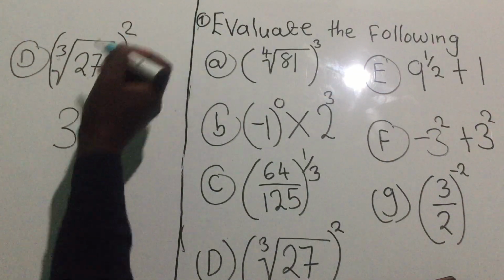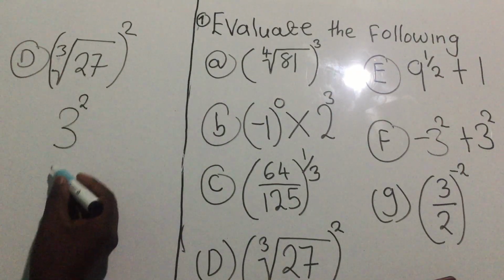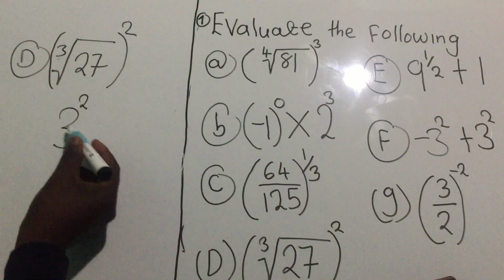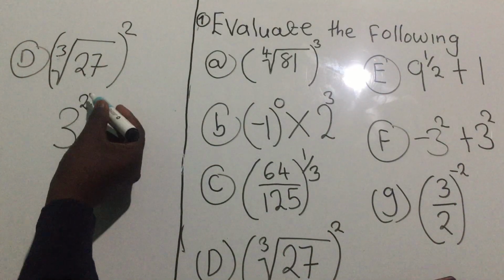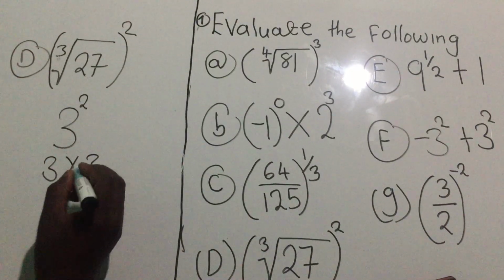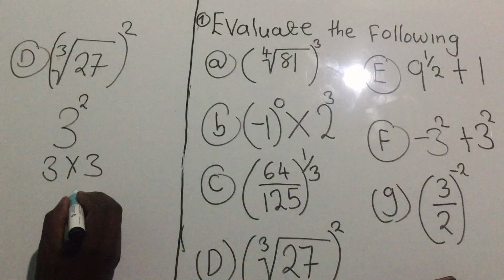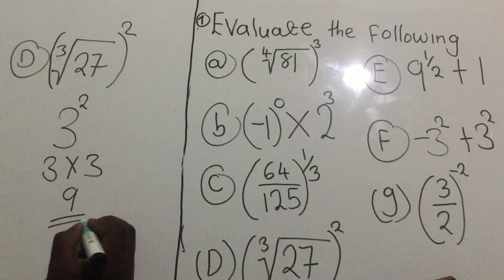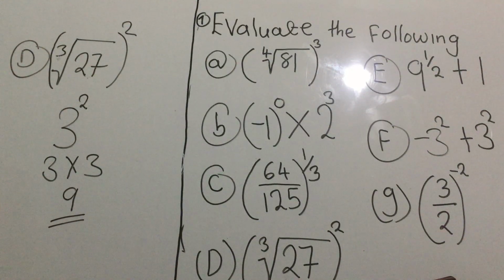And there is a power. You put the power. And this power simply means multiply 3 how many times? 2 times. So you say 3 times 3. What is 3 times 3? It's 9. You end there. You get your 2 marks.